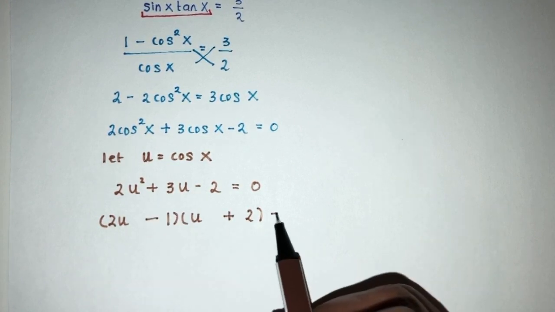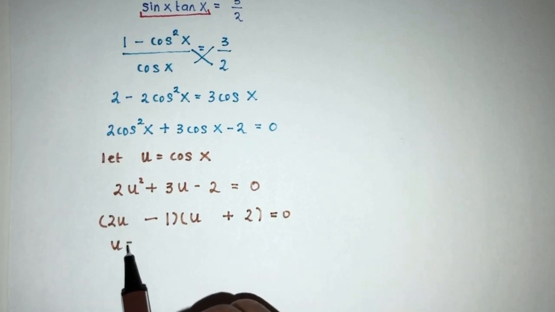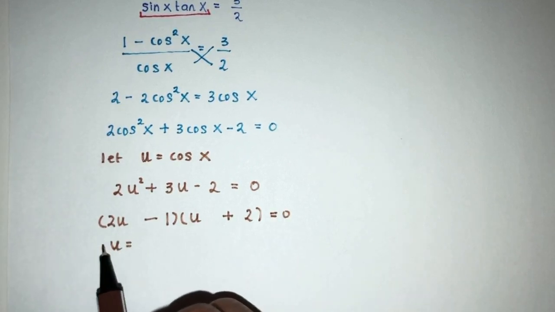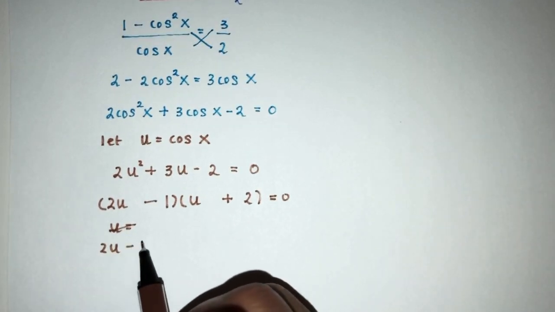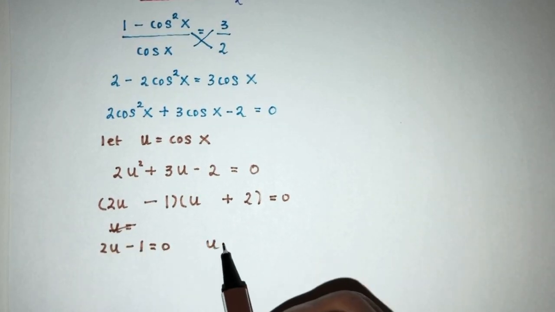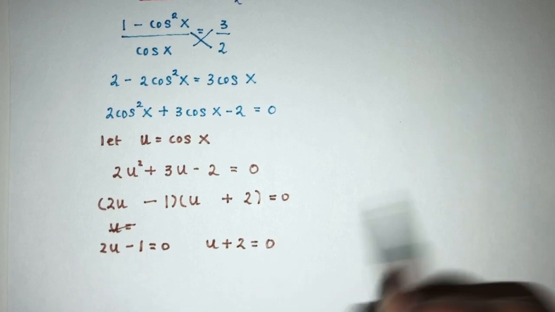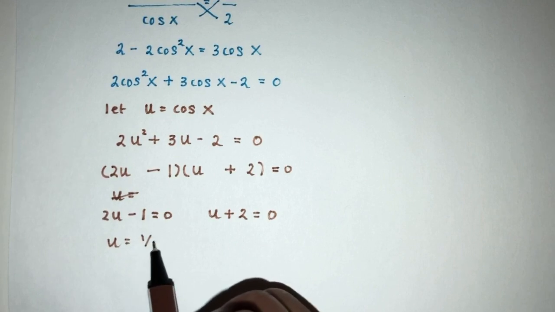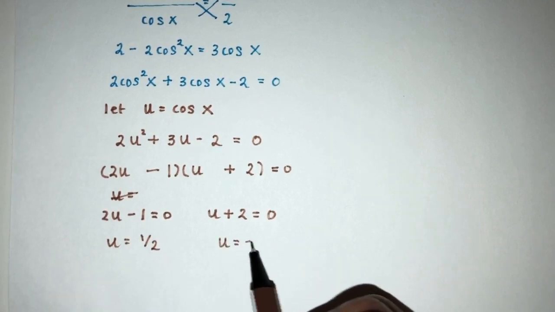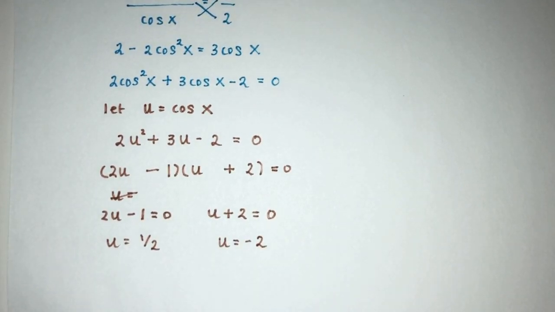So solving, let me simplify this for you first. You'll have 2u minus 1 equals 0. Here we have u plus 2 equals 0. So the first value will be u is equal to half, and u will be minus 2. So here we have two values for u.